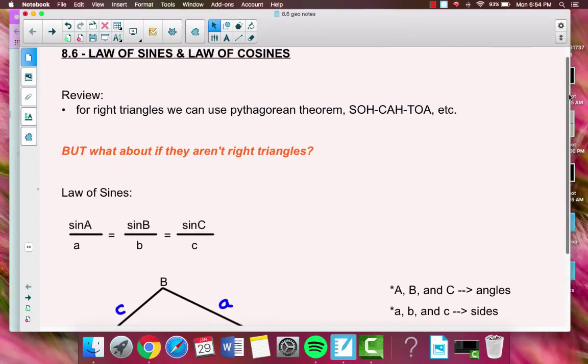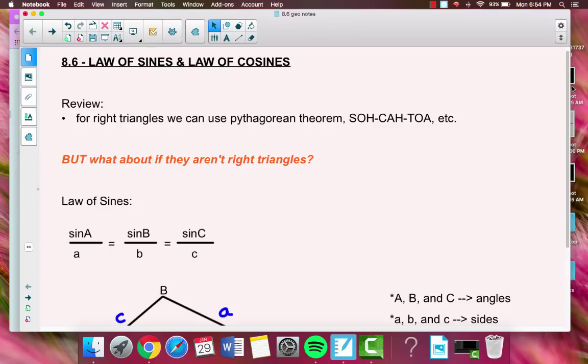Today we're going to be talking about two unique laws in trig, and they are called the law of sines and law of cosines. Just as a reminder, up until now we've been working strictly with right triangles, and we've used Pythagorean theorem, we've used SOHCAHTOA, and we've used some special right triangle rules. But now we're going to be starting to deal with triangles that aren't right triangles, and this is where these two different laws come in.